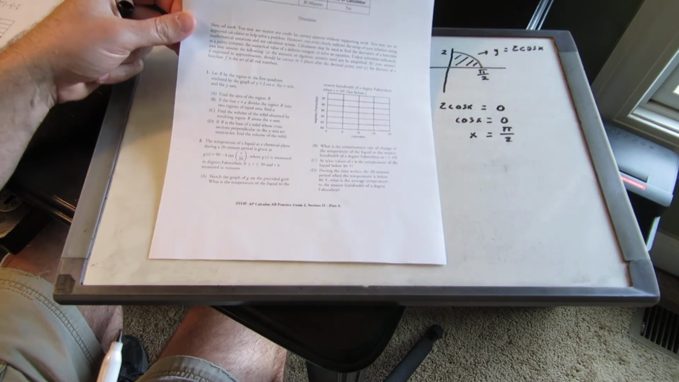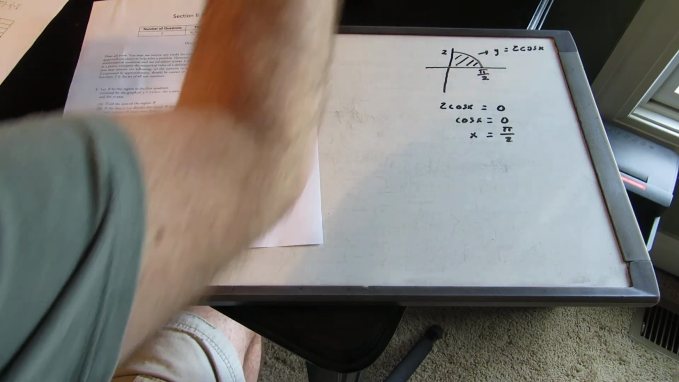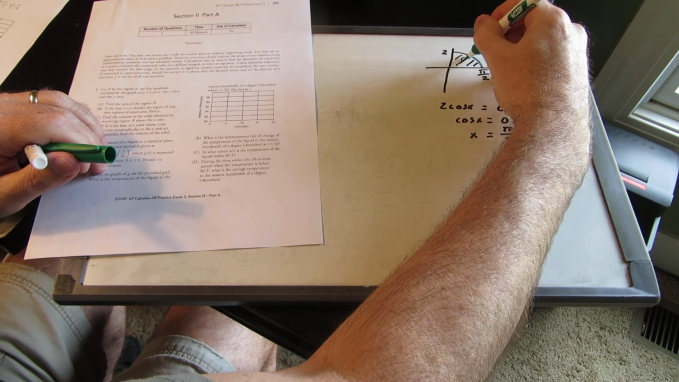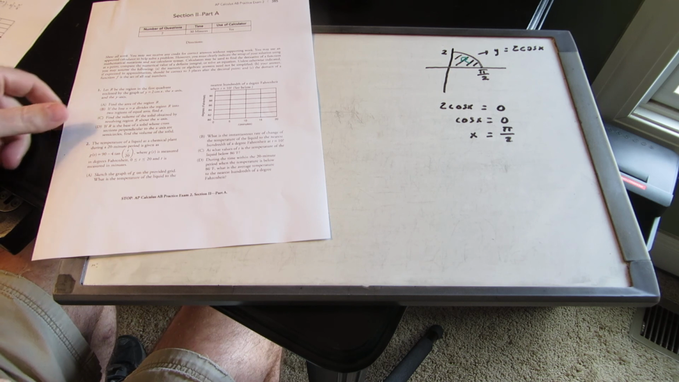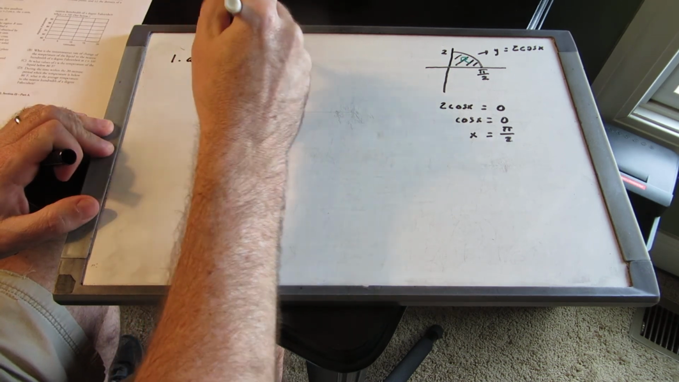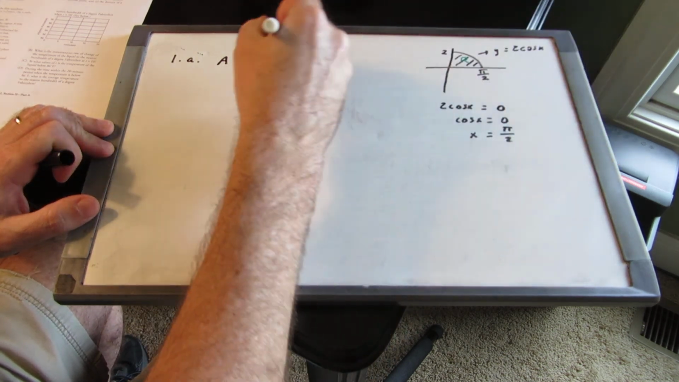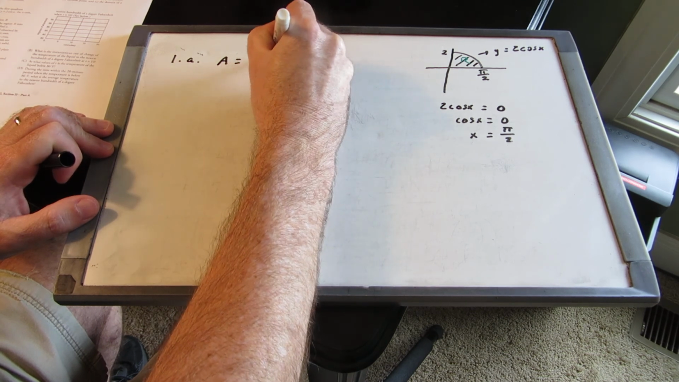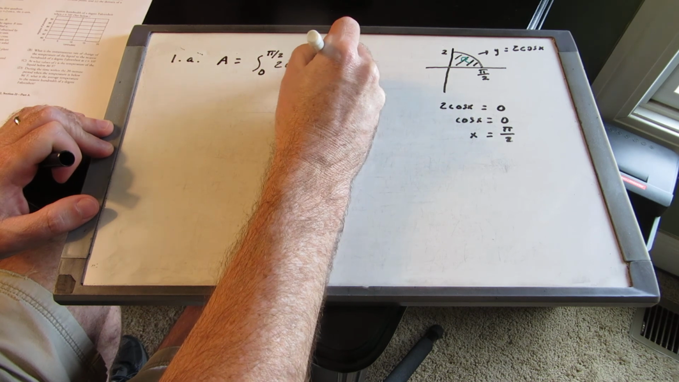So part A says find the area of that region. They named that region R. So for part A, area is just going to be top minus bottom. And so we're integrating from 0 to pi over 2 of 2 cosine x dx.